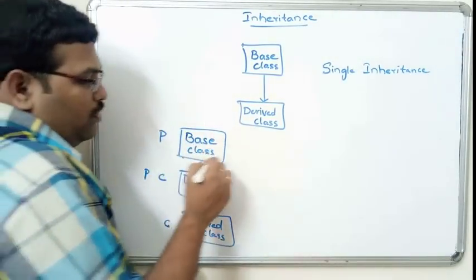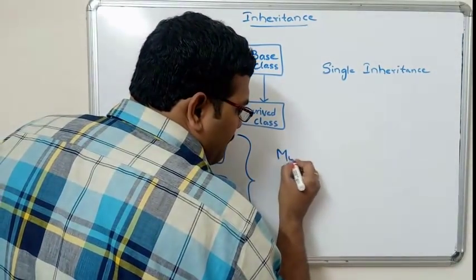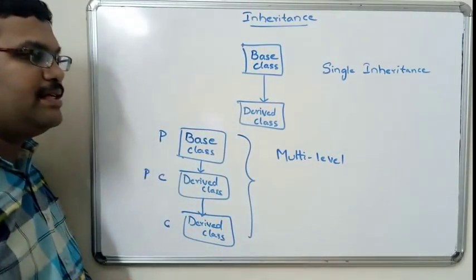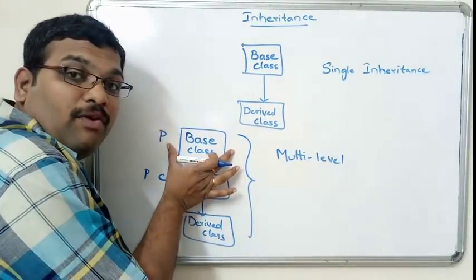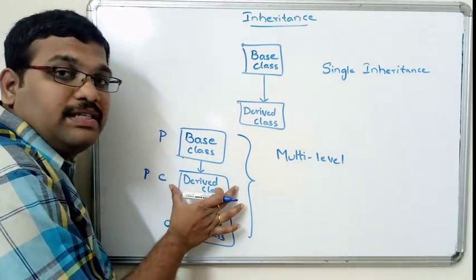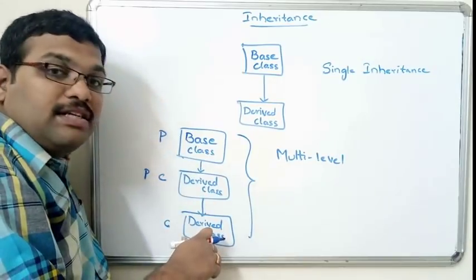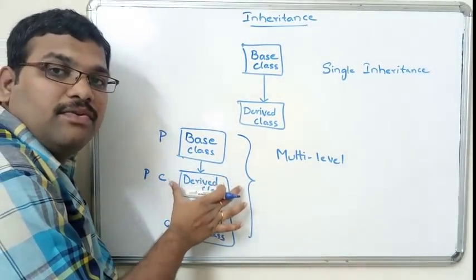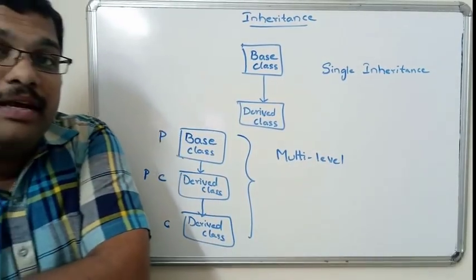So this type of inheritance we call multi-level inheritance. Single inheritance, multi-level inheritance. That means there will be one base class. From that parent class, a child class will acquire the properties, and from this child class again a subclass will be derived. That is one more child which acquires the properties of this derived class. This is called multi-level inheritance.